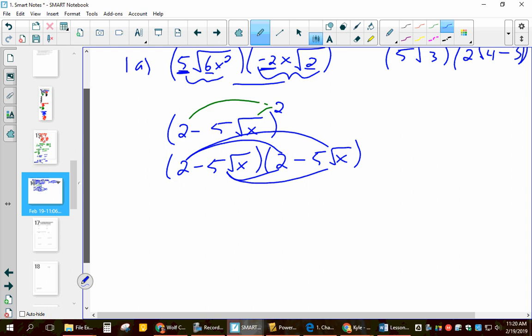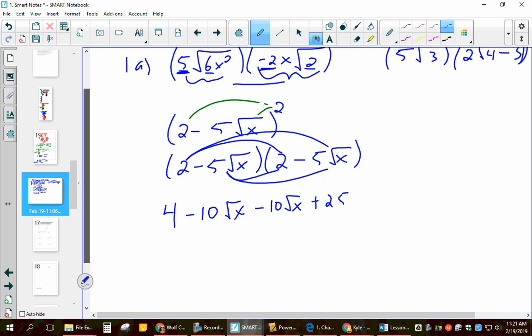Okay, so 2 times 2 is 4. 2 times negative 5 is negative 10 root x. And then negative 5 times 2 again, so this one is again negative 10 root x. And then lastly, negative 5 times negative 5 is positive 25. And what is root x times root x? x.